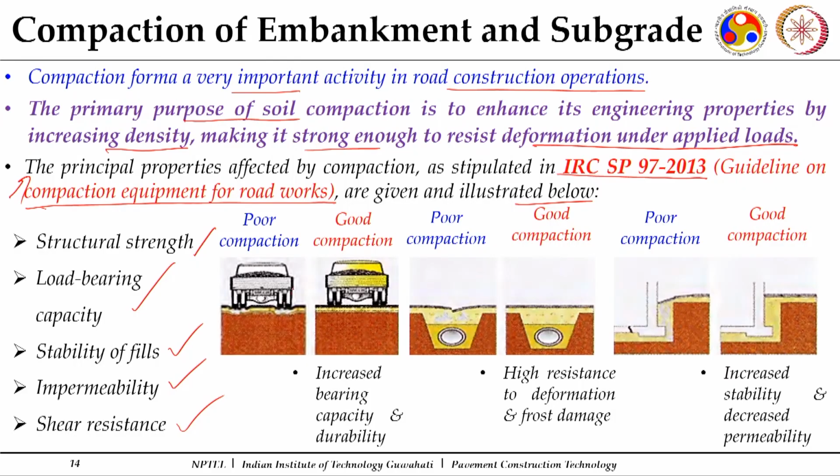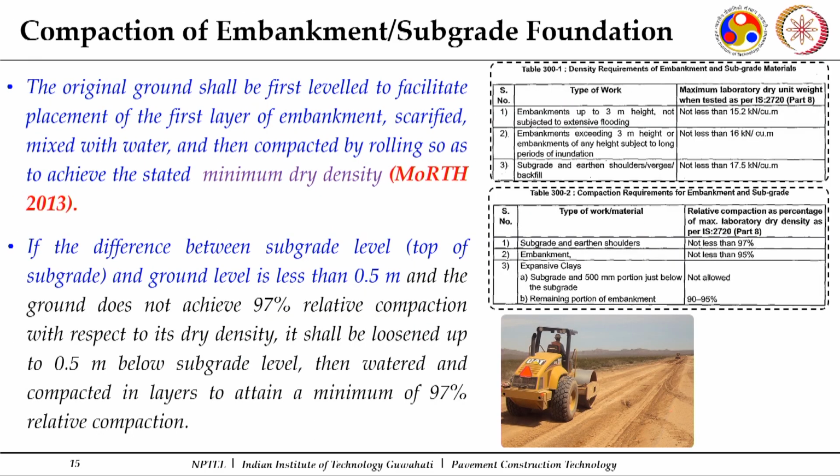Poor compaction will have more deformation under the wheel loads, good compaction will have less deformation. Poor compaction will make your soil more susceptible to freeze and thaw actions compared to a well compacted soil. Poorly compacted soils will also increase the permeability, making your surface more permeable to water compared to a well compacted soil layer.